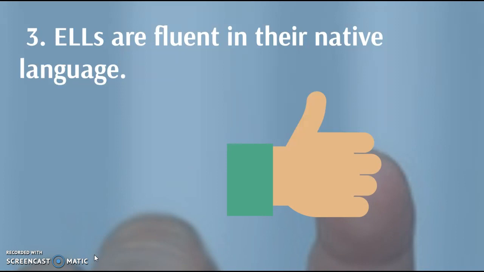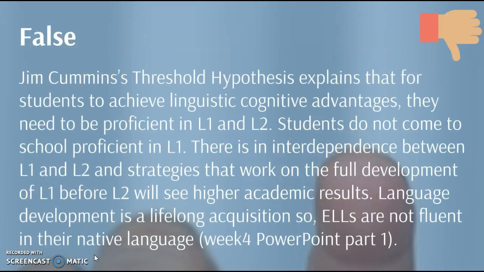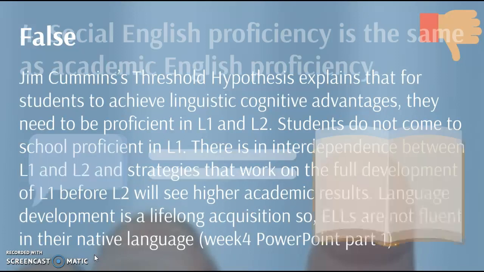Misconception number 3 is that ELLs are fluent in their native language. This is false. Jim Cummins' threshold hypothesis explains that for students to achieve linguistic cognitive advantages, they need to be proficient in L1 and L2. Students do not come to school proficient in L1. There is an interdependence between L1 and L2: strategies that work on the full development of L1 before L2 will see a higher academic result. Language development is a lifelong acquisition, so ELLs do not come to school fluent in their native language.